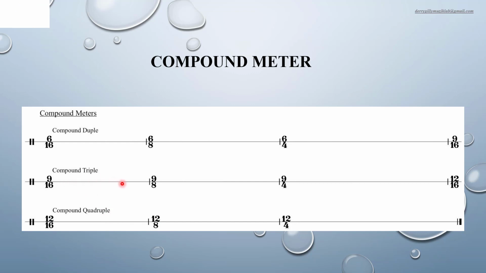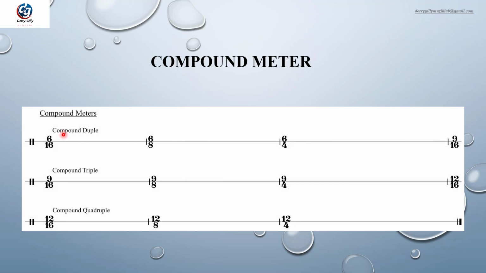That is why we have the compound quadruple and compound triple. The first division is being divided into three, and then the compound duple, the first division is being divided into two. Note that simple meter divides all values into two subdivisions in each level of the table, and compound meters divide the first division level into three. Subsequent divisions are divided into two. So you should be very careful about this.